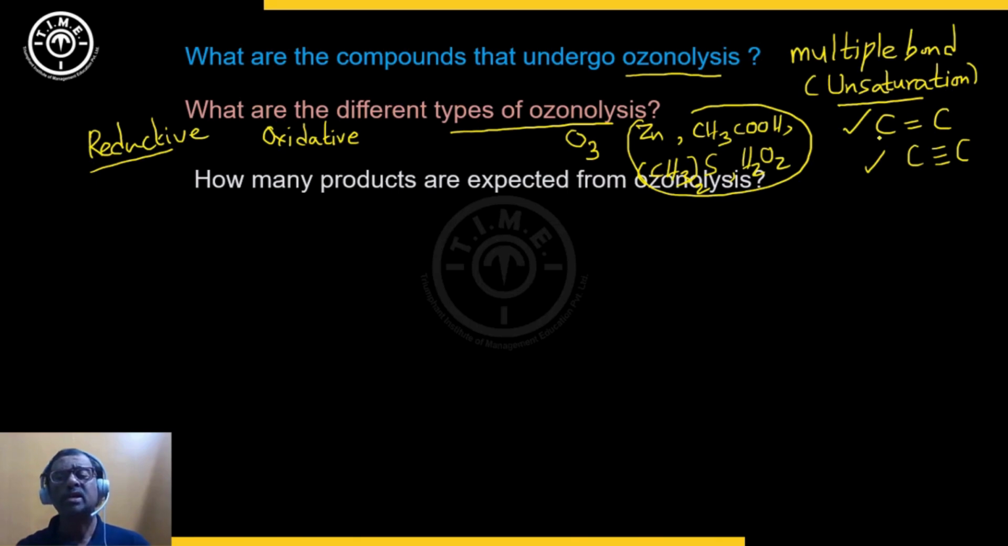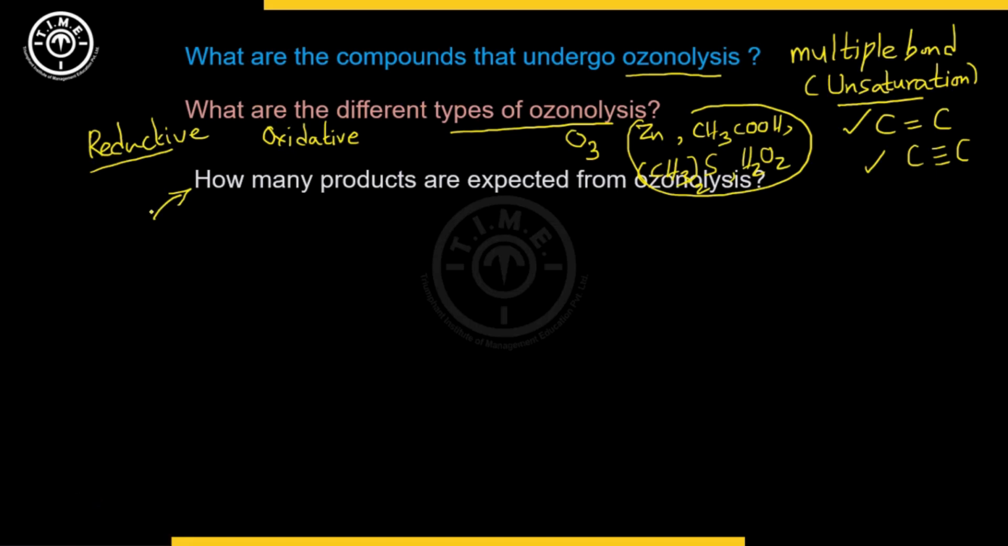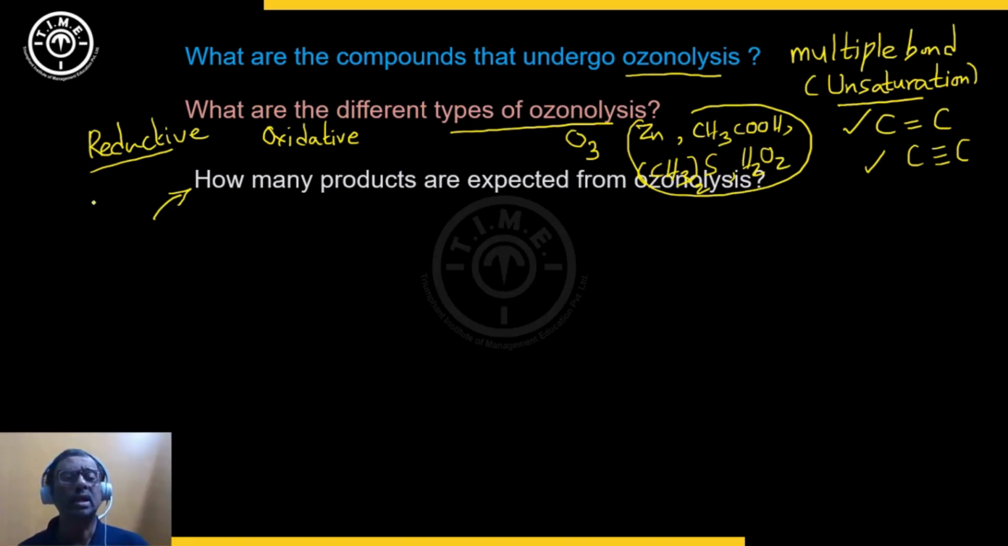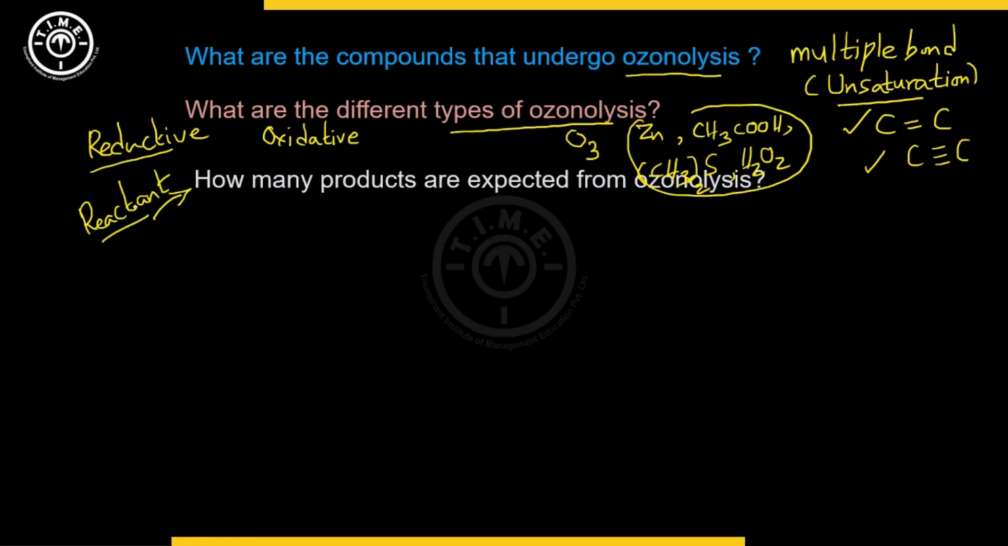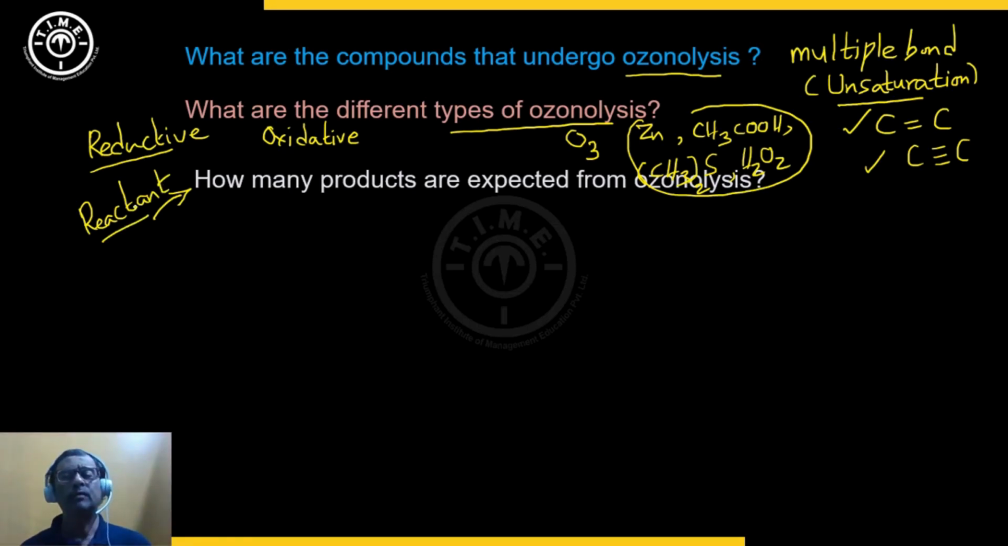Now, how many products are expected from ozonolysis? This part we will not be able to answer now because it depends upon the starting material. So, what is the reactant? What type of reactant is it? Is it cyclic or acyclic? Once again, let me clarify that in this session we are going to cover only acyclic compounds undergoing reductive ozonolysis. I hope this is clear. So the third question will be answered, or students might get to know within this session, but we are putting this aside because this is not something that we can answer immediately.